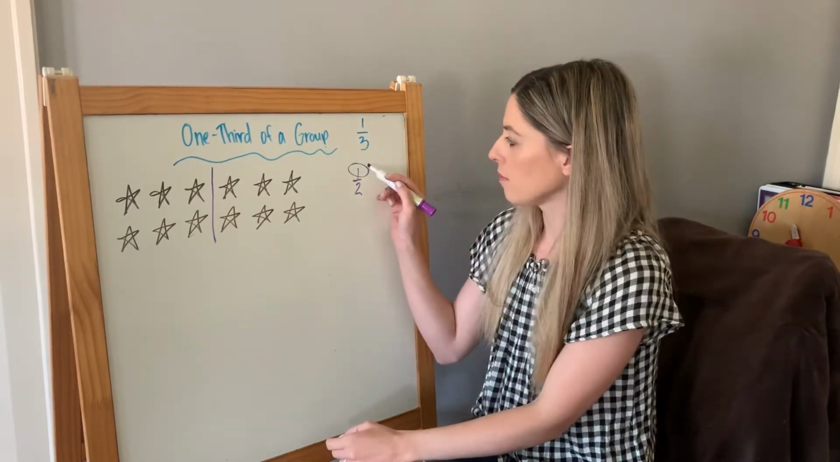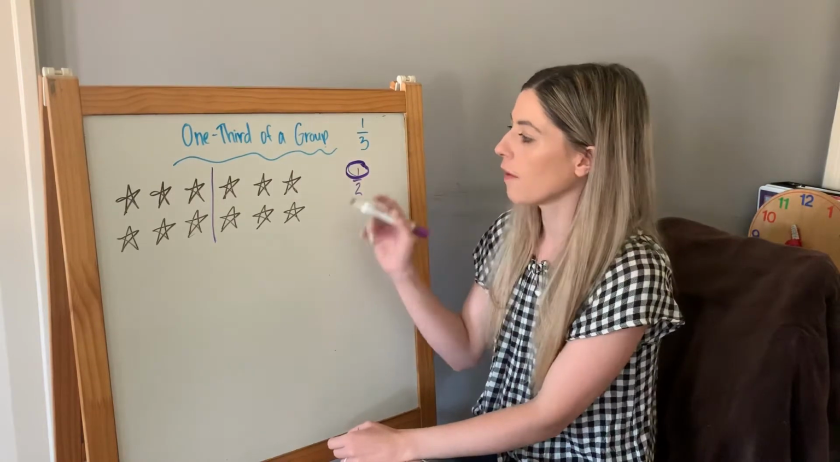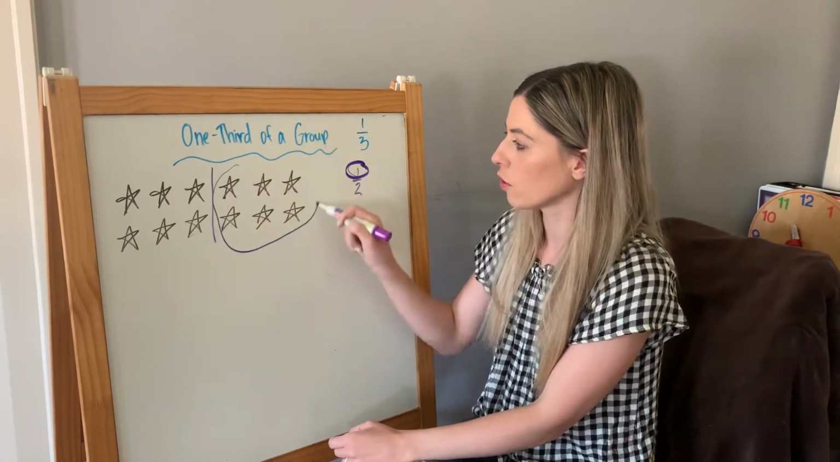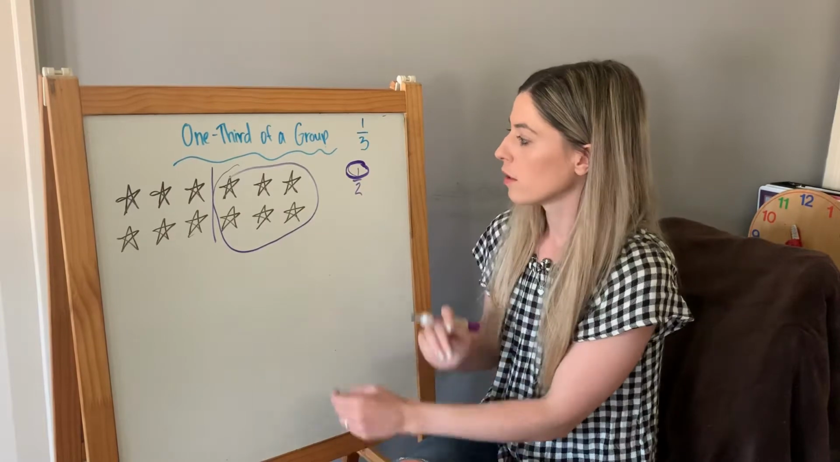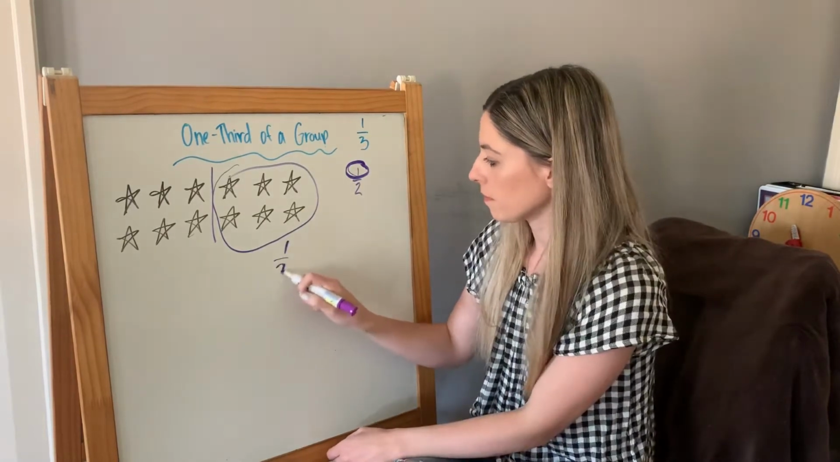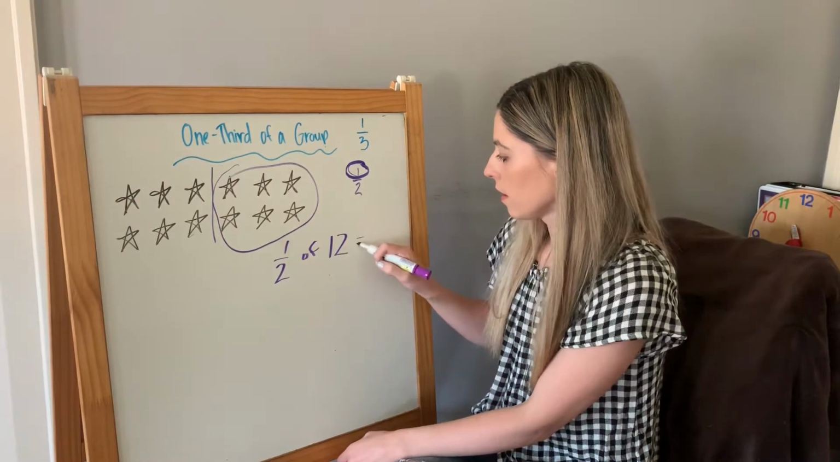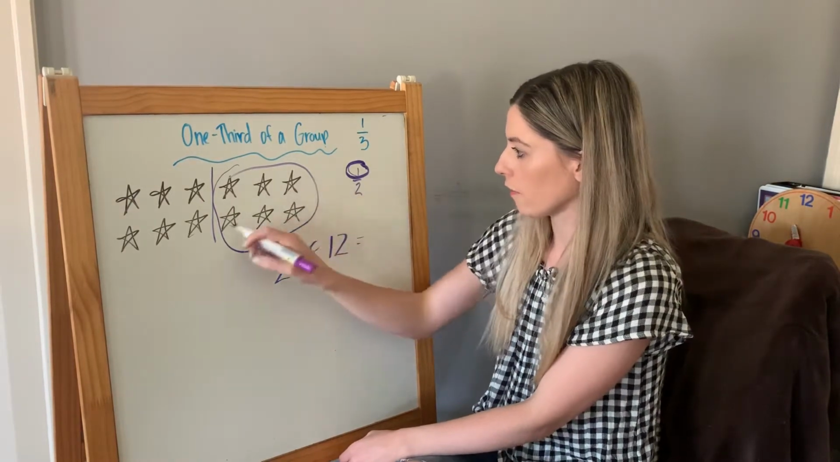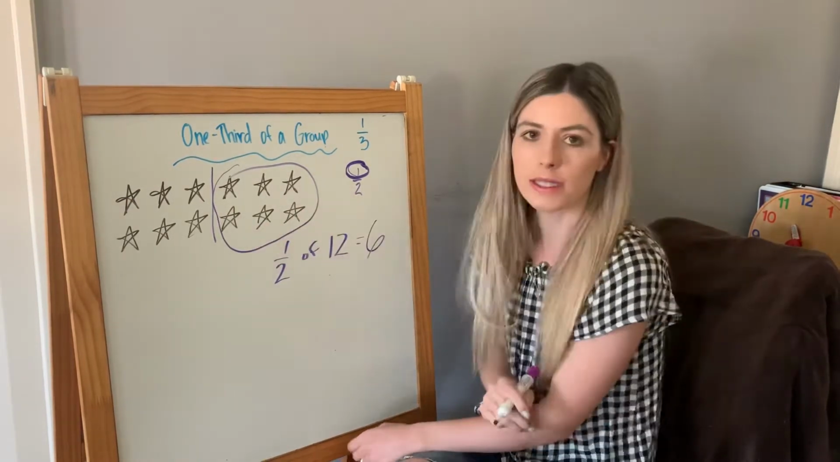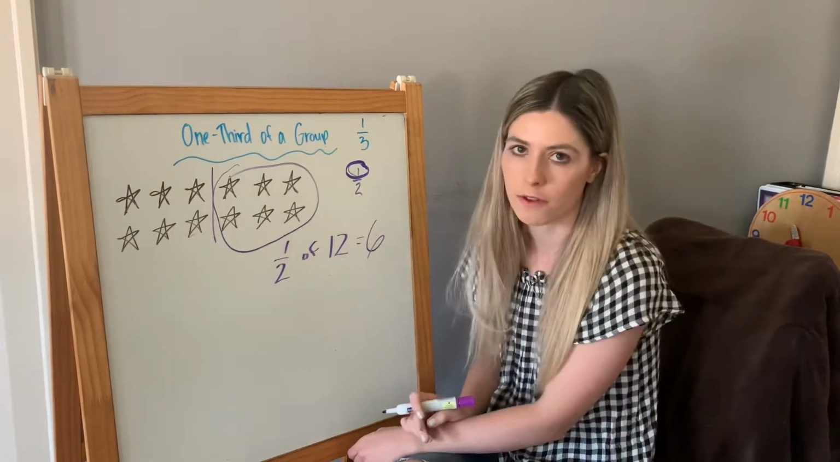So then when I'm talking about 1/2, I want one of those groups like that. So 1/2 of 12 equals 1, 2, 3, 4, 5, 6. My answer is 6, and I circle just one of those sides.